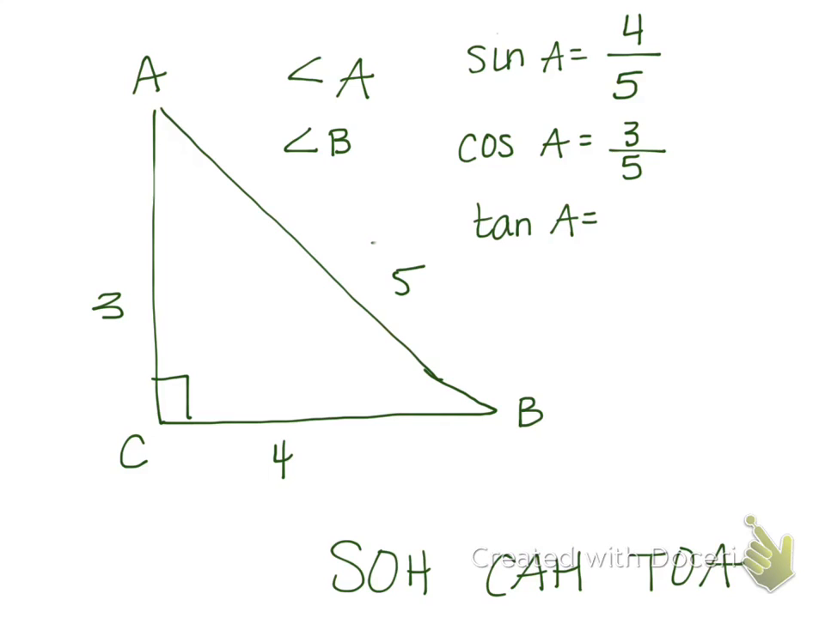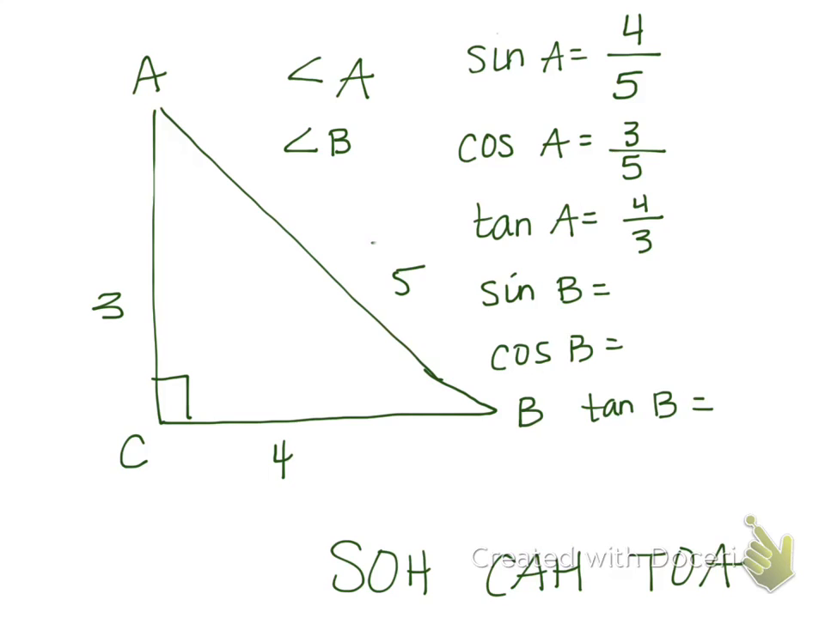4 over 3. Perfect. 4 over 3. Remember, don't change that to 1 1/3. All right, here's my sine, cosine, and tangent of angle A. Now let's do the same thing for angle B. Sine of B, cosine of B, and tangent of B.